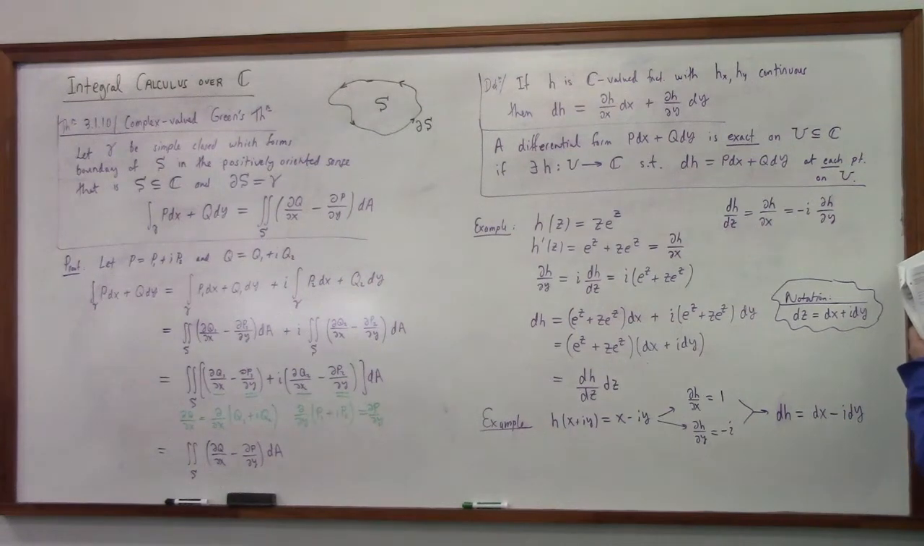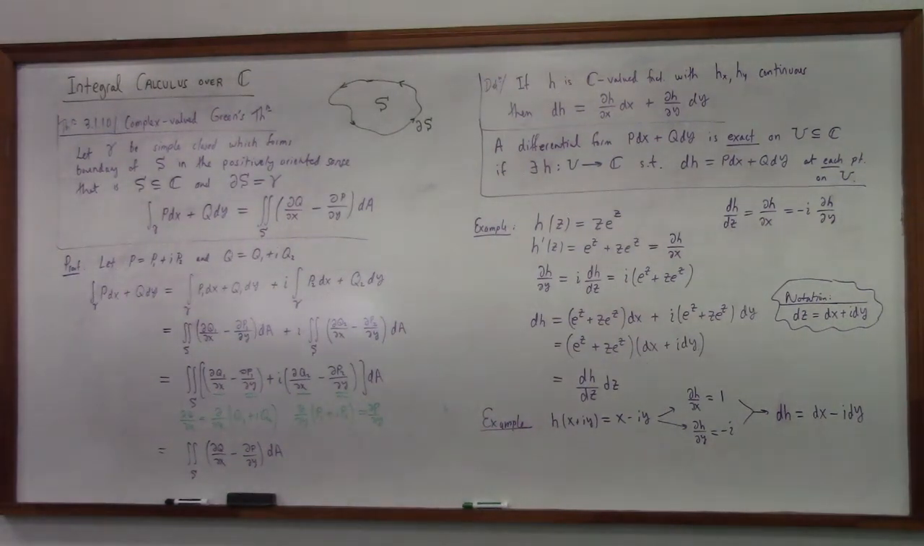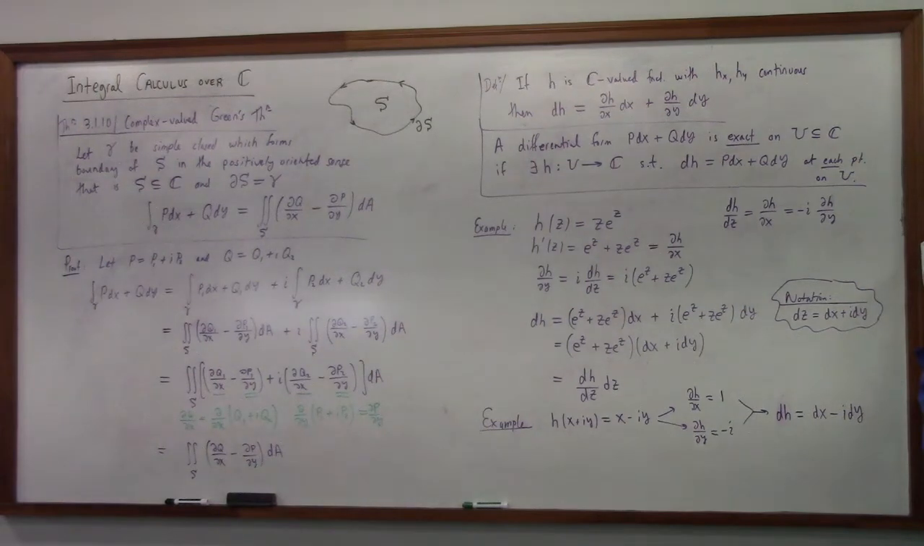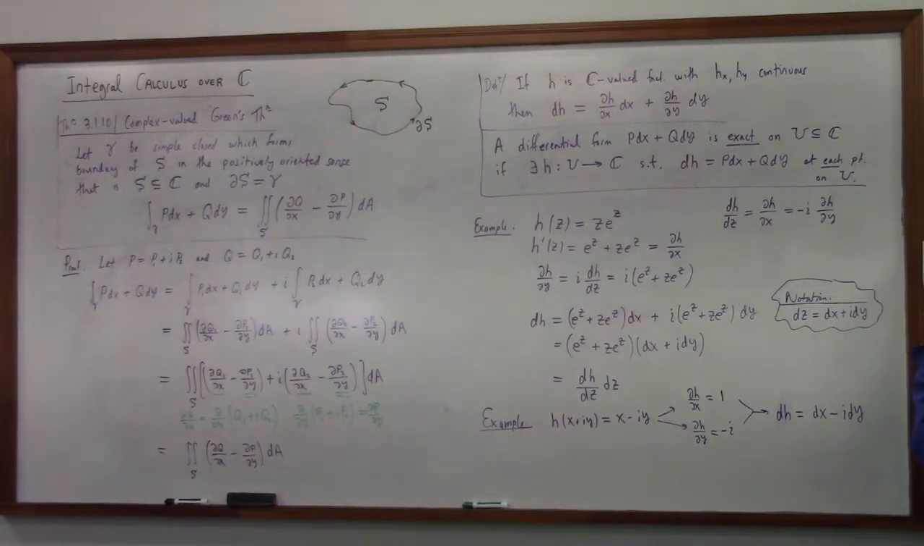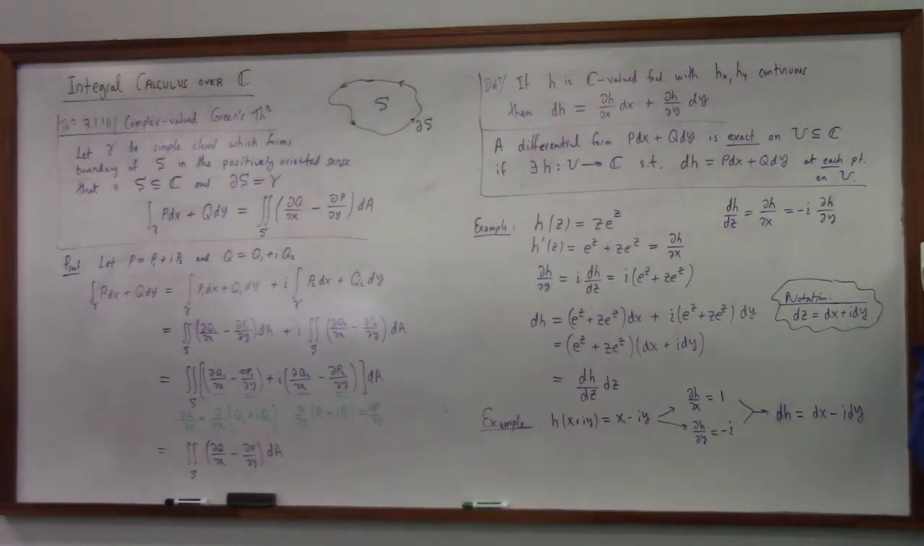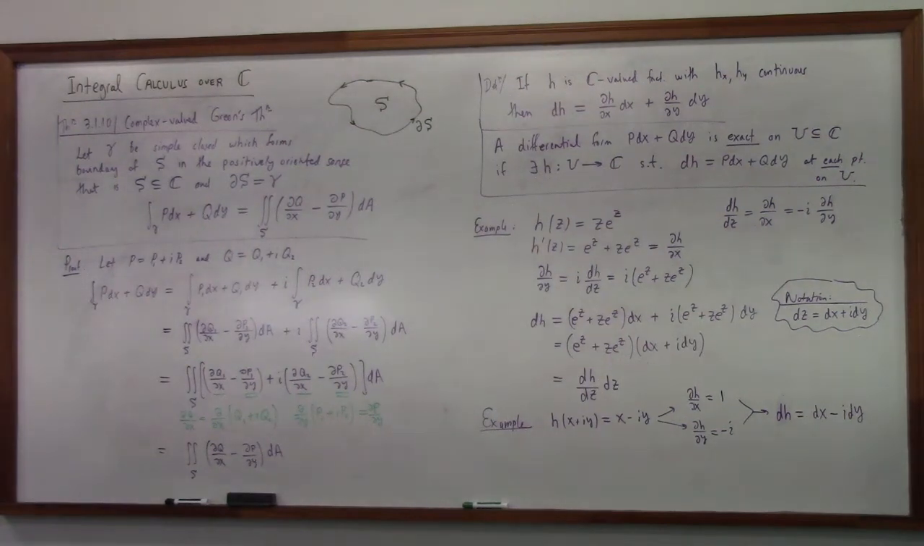Theorem 3.2.2. Gamma an arc from A to B. And if we have H continuously differentiable near gamma, all right, near the trace of gamma, if you will, then if dH is equal to p dx plus q dy, then the integral over gamma of p dx plus q dy, right, is just equal to h of b minus h of a.